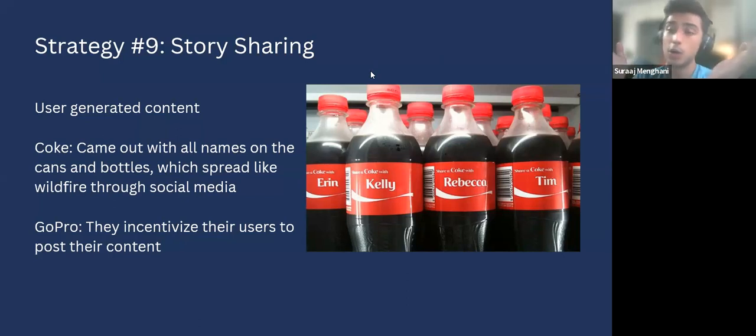It might be IKEA, Surf Excel, Tide, or many of these brands. But the main thing is to get users to generate content for you as a brand. A lot of brands do giveaways. Whenever they do a giveaway where you have to do something in return for the brand, that is called story sharing. A lot of brands do online giveaways. At 2Yum, we were also doing a lot of story sharing back in the day when we were giving away an iPhone 11, some 2-3 years back. So that is the concept of story sharing.